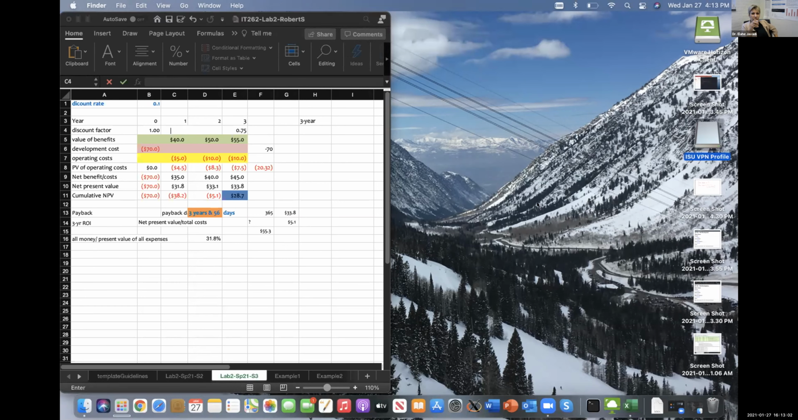Go down from D8. D8. Use the arrow key. Sometimes it's easier to use the keyboard so you avoid double clicking on the cells. Go one cell down, D9, D10, D11. And show me D16. D16. Good.